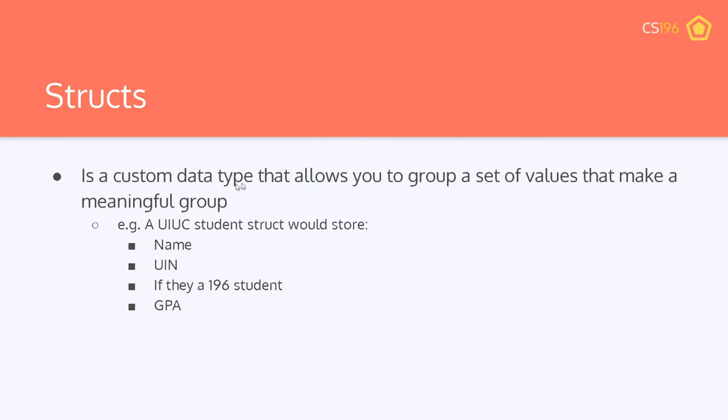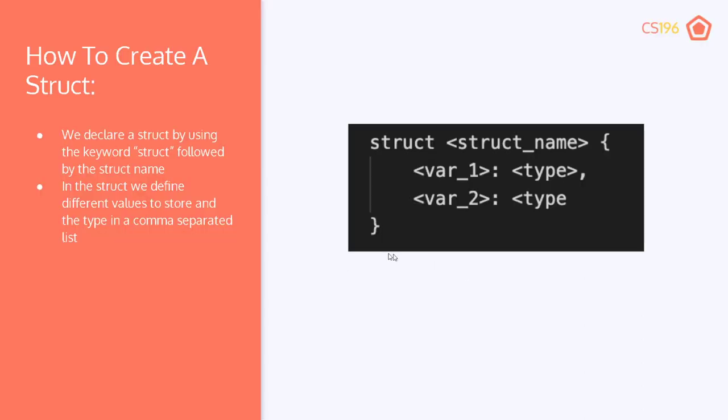So a struct is a custom data type that allows you to group variables or group values together that don't necessarily have to be the same data type, right? In this situation, we can have a struct that represents information about a UIUC student, right? And you have a name, you have a UIN, you have maybe a value saying if you're a 196 student or not, and you have a GPA. Now, of course, your name is a string, your UIN is a number. If you're a 196 student or not is a Boolean value, right? It's true or false. And then your GPA is a float. I should say the UIN is an int, but yeah.